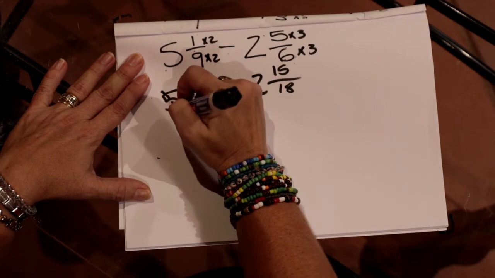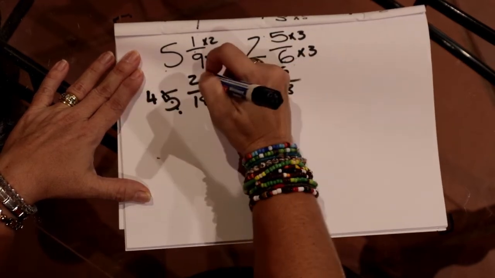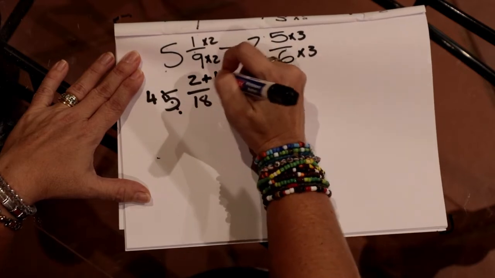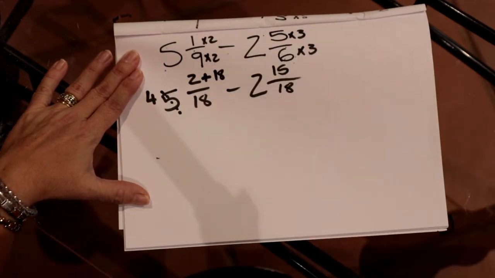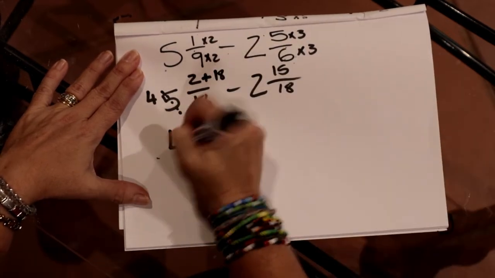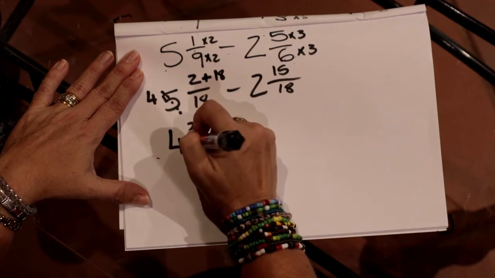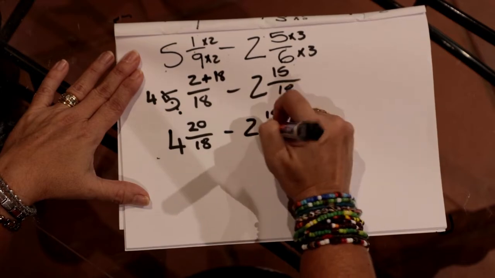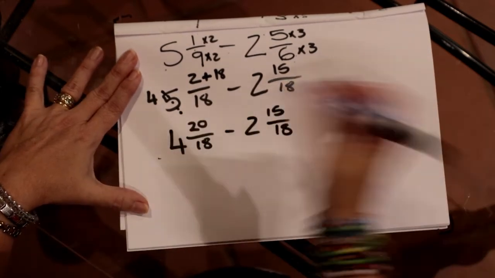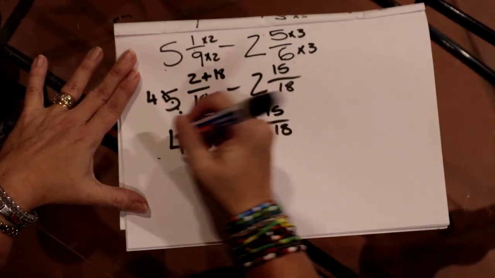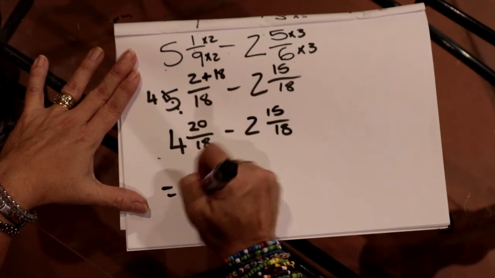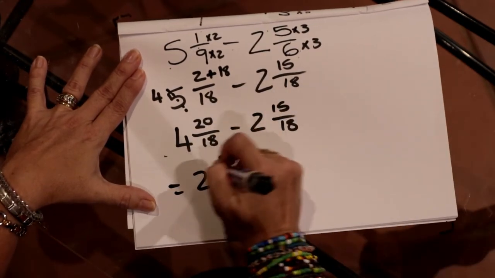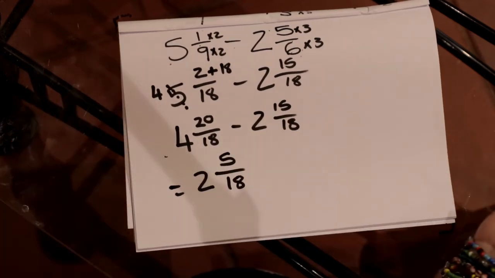I borrow from my whole numbers. They've got 4 left, and they get whatever my denominator is at the top, so they get 18. My new fraction is 4 and 20 over 18 minus 2 and 15 over 18. And now everything is hunky-dory, everything is smaller, so I can minus. 4 minus 2 is 2. And 20 minus 15 is 5 over 18.